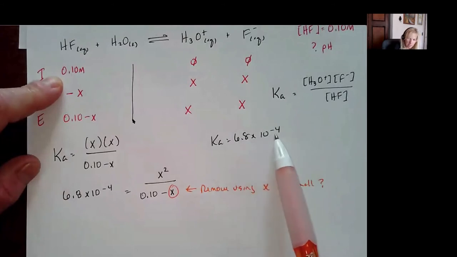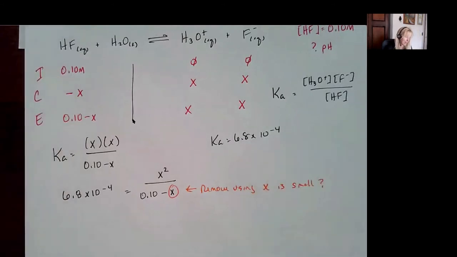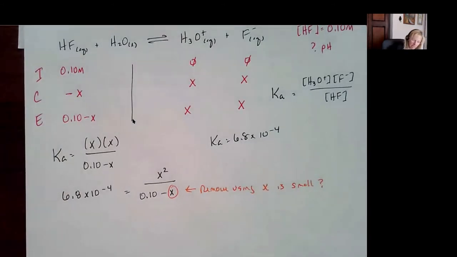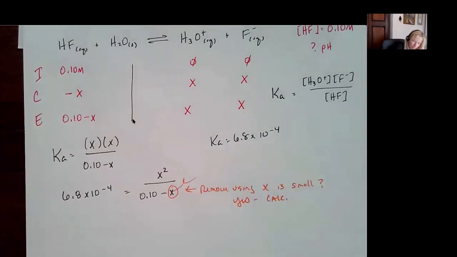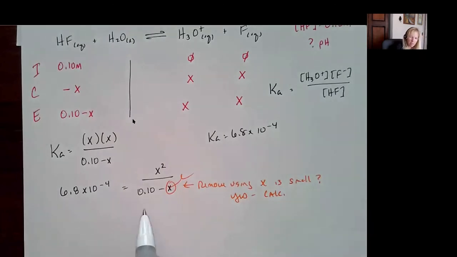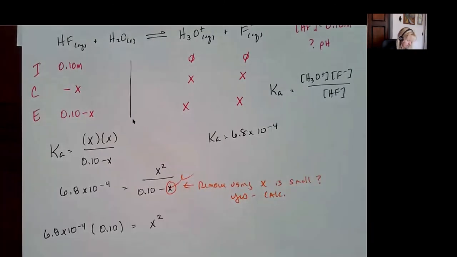This goes to 10 to the minus 4, so that's right on that cusp. So I'm going to say yes, and I'm going to remove this, and I'm going to calculate. So I'm going to remove that X, which is going to keep me from having to do a quadratic equation. So see how much easier that math is? And then when I take the square root of that, that's going to give me an X of 8.246 times 10 to the minus 3. So that's my X. That's how much things have gone down.